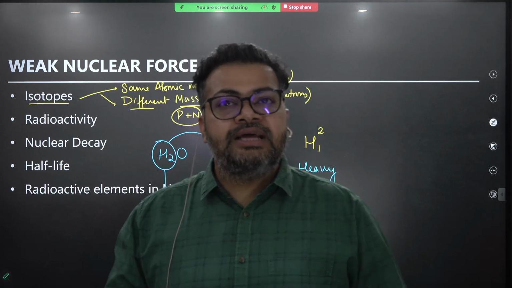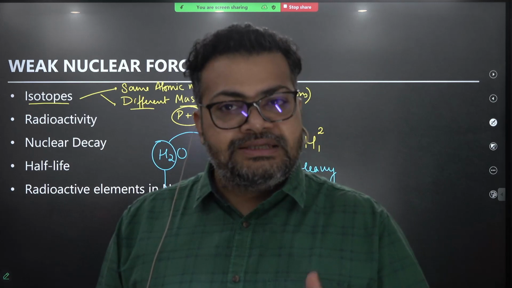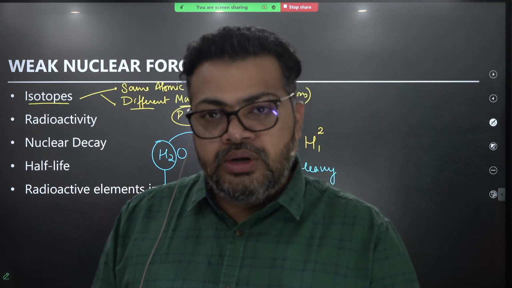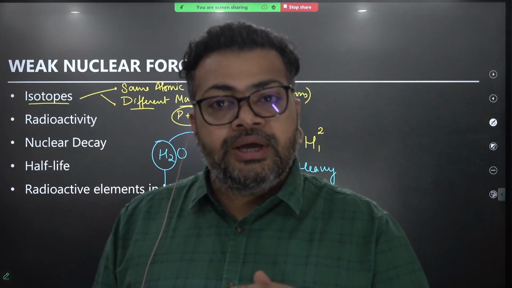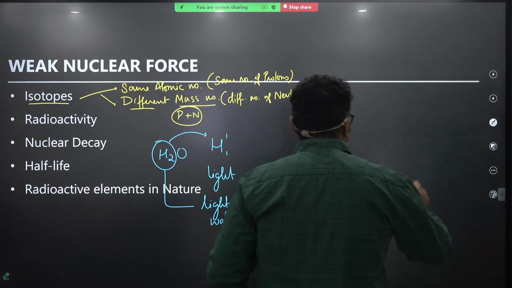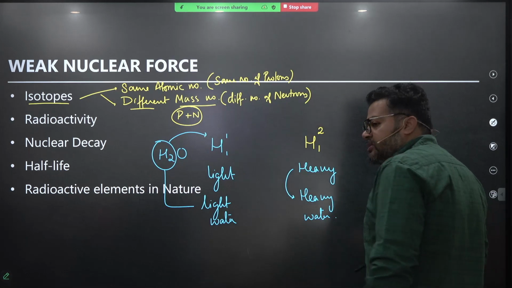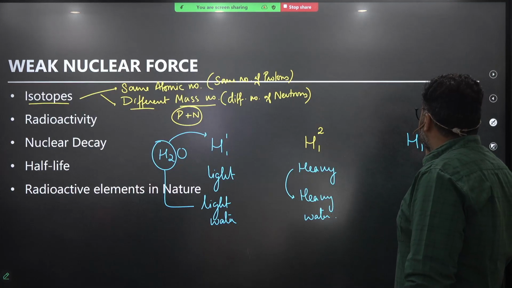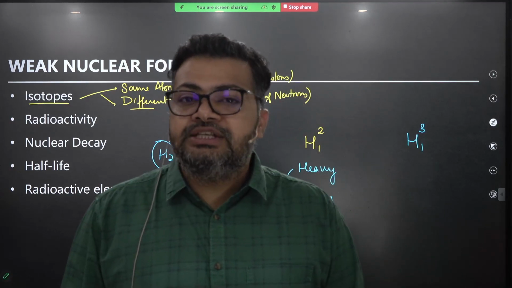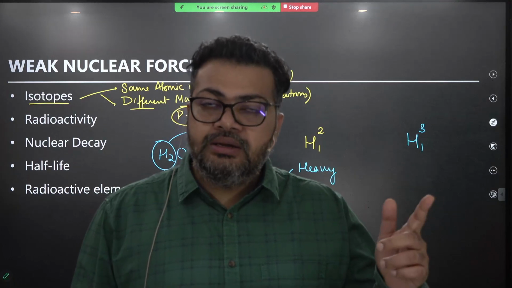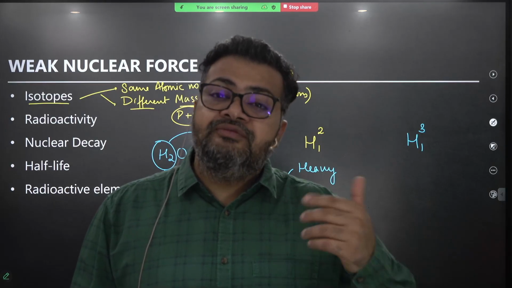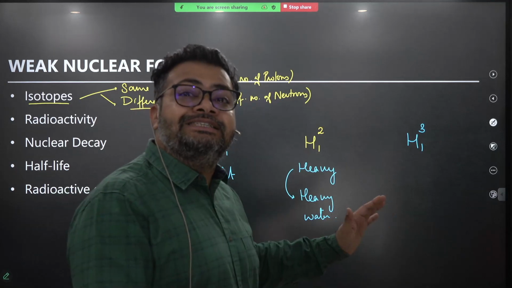But guys, the story doesn't end here. Then what happened? Scientists took samples from the moon soil, and when they studied the soil of the moon, they discovered another isotope of hydrogen, having the same atomic number 1, but the mass number is 3, H3. So H1 is light hydrogen, H2 is heavy hydrogen, but now there is a heavier version, H3.